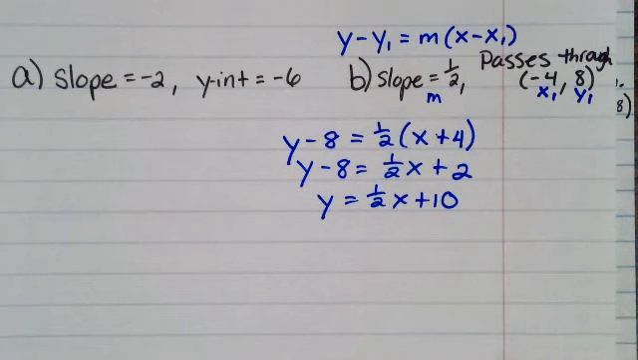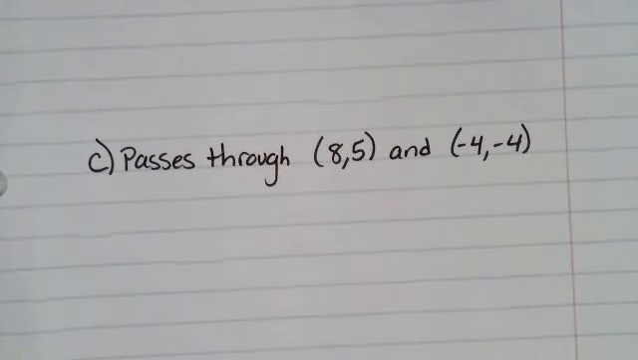That was part B. All right, the last one I have for you guys is what if instead they give you 2 points that it passes through, but they don't give you the slope? So if that's the case, my first tip to you would be to find your slope first, and then you can do the same thing we did on the last problem.